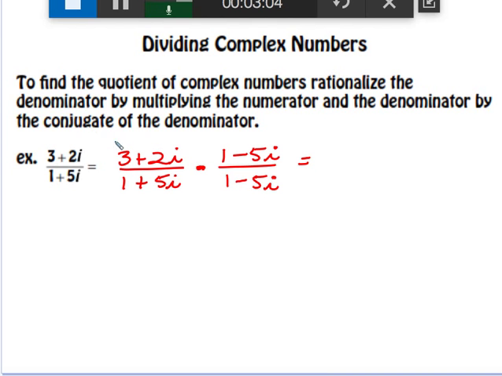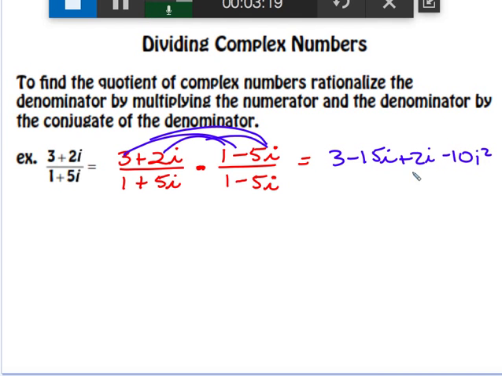So you do 3 times 1, that's going to give you 3. 3 times negative 5i, negative 15i. 2i times 1, positive 2i. And 2i times negative 5i is negative 10i squared. Remember, we're going to use the shortcut for this. So it's just going to be 1 times 1 and 5i times negative 5i. We'll also use the shortcut up here. Remember what I said about i squared?